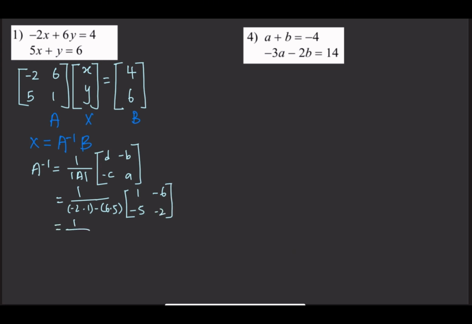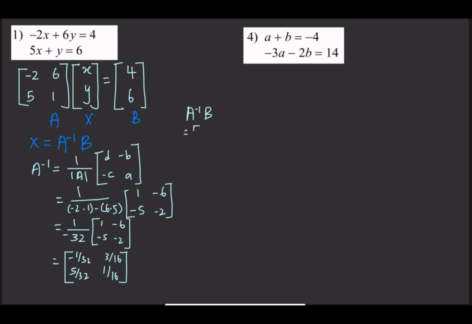But we get 1 over -32, 1, -6, -5, -2. We get -1 over 32, -6, 3 over 16, 5 over 32, 1 over 16. And then we take A inverse times B.